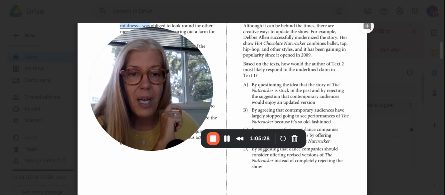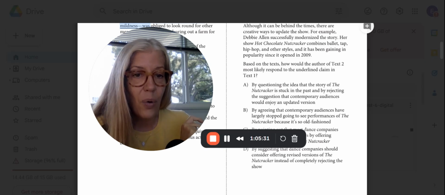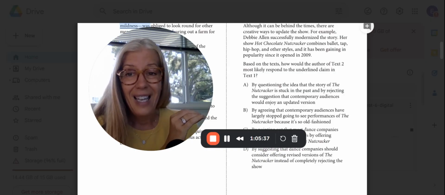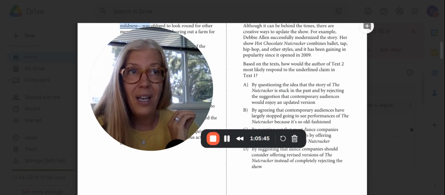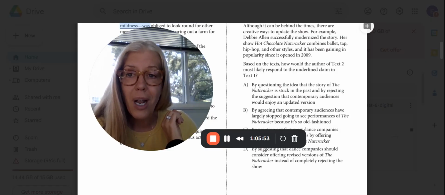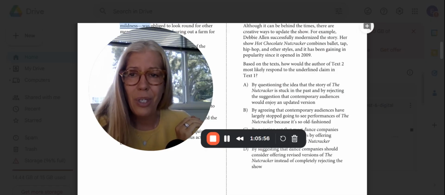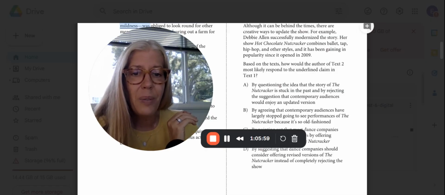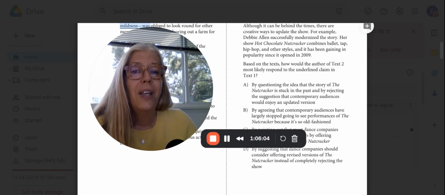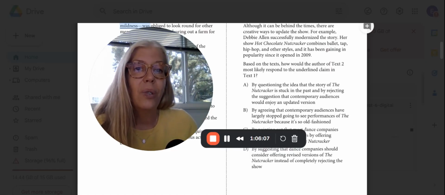In fact, let's look at B. By agreeing that contemporary audiences have largely stopped going to see the performances of the Nutcracker because it's so old-fashioned. Again, that's for text one. So A and B are for the kids that are only going to read text one, and they're the wrong answers. And isn't that sad to think now that a kid is going to go in there and read text one, find an answer that they know is right, and then leave and think they did well on the test and then get their score? That's exactly what I don't want to happen to you. That's why I'm making this video, because I watched that happen to so many kids. So A and B are out because those are only about text one.